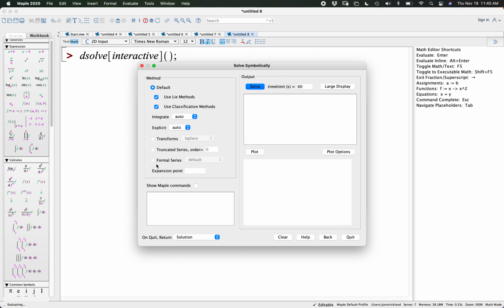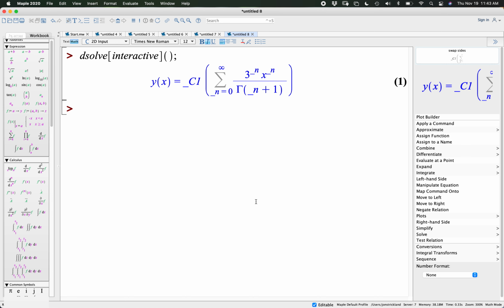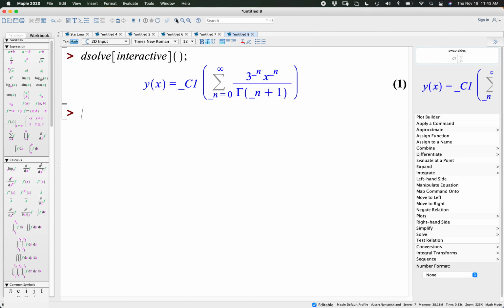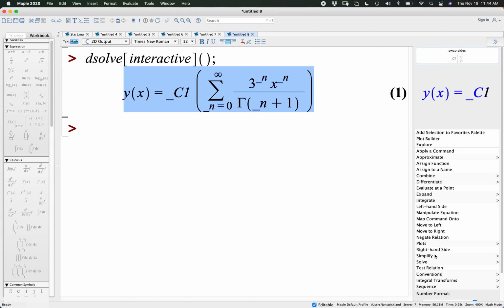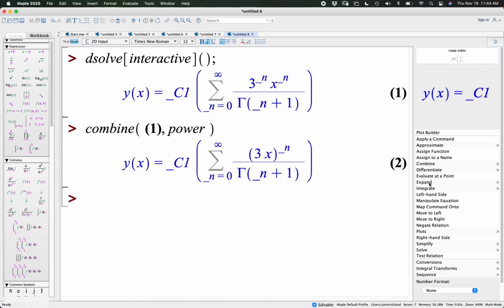Now I'm going to put this in terms of a formal series. And solving, I'm going to have this particular expression. What you can do for what we have in this display is expand, maybe combine powers. Combine, not simplify, but combine. So if you notice, we got 3 to the n times x to the n, so you have 3x raised to the n. Now, for the gamma of n plus 1.